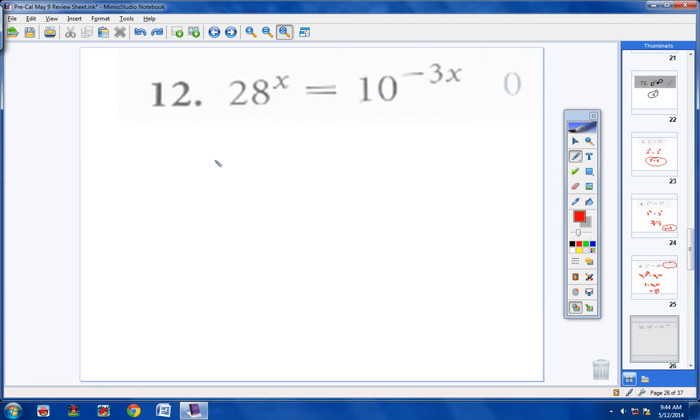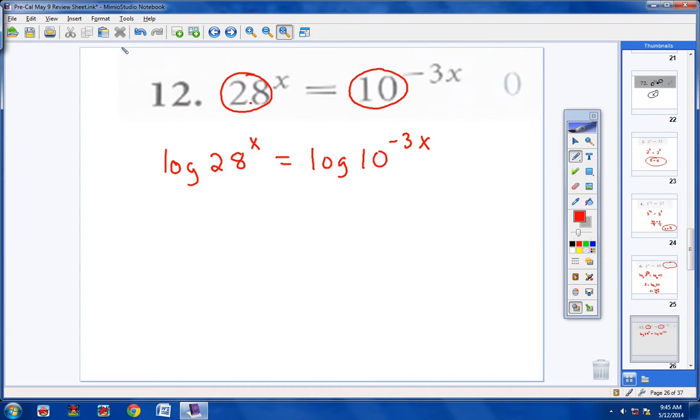So we can't take the log of 28 of both sides. It's not going to help. We can't take the log of 10 of both sides. It's not going to help. So in this situation here, men, when you have two different bases of your unknowns, you use common log. So watch what I do. I'm going to take the common log of 28 to the x. But if I take the common log of one side, I must take the common log of the other side. Okay? So whenever you have two different bases of unknowns, you take the common log of both sides.